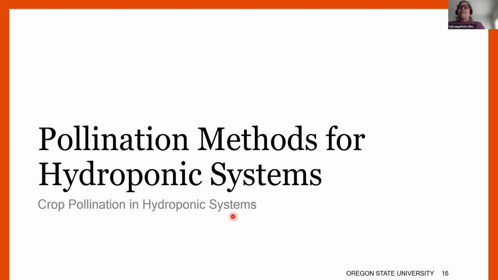So I want to now switch to pollination for hydroponic systems, understanding the types of crops that are grown in hydroponic systems, the ones where you need pollination, the ones where you don't need pollination. What do you do to ensure pollination for those crops that benefit from vectored pollen movement?